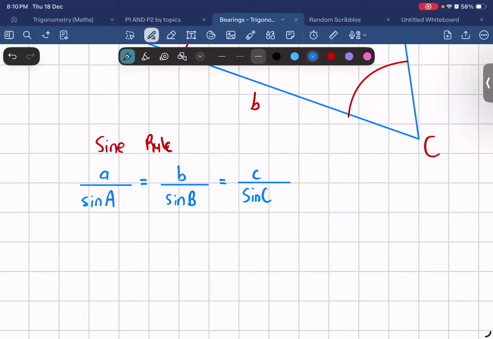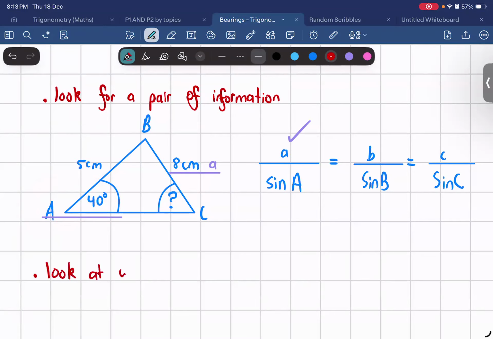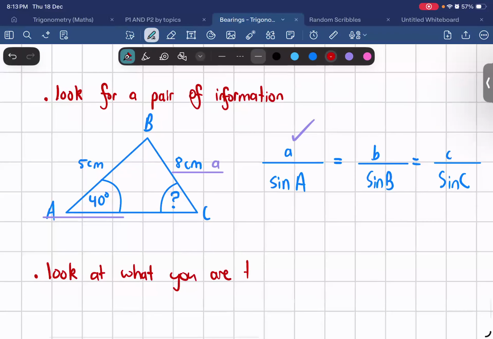Some of you with me? The other hint is to look at what you are trying to find. We're trying to find angle C, but you have length c already. So you see how we want to find angle C? That means the next one we're going to choose is c over sine C. And that is how you pick which formula to use. So our final formula becomes a over sine A equals c over sine C.